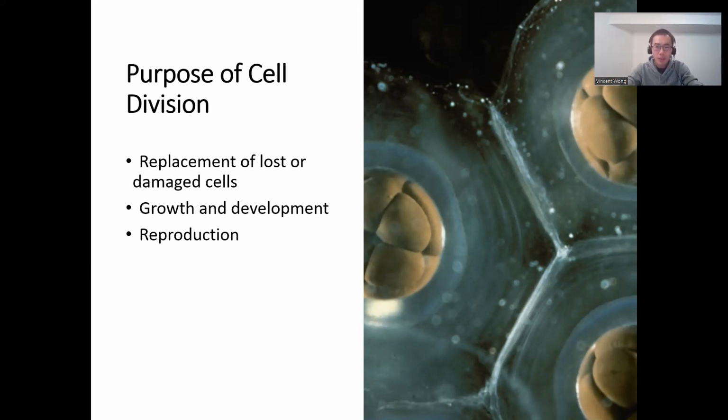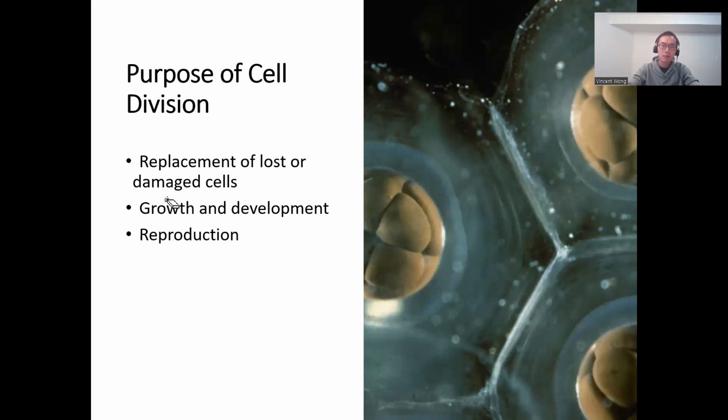Why do we have to do divisions at all? Well, the most obvious reason is to replace lost or damaged cells. If you fall down and have a cut, you lost some cells, you damaged some cells, you need to replace them. So we tell the existing cells to divide, and we get new ones to replace them. Growth and development, one of the characteristics of living things, right? We have a lot more cells now than we did when we were a baby. We are bigger, so we have more cells. All those extra cells have to come from somewhere, and that would be, again, the purpose of cell division.